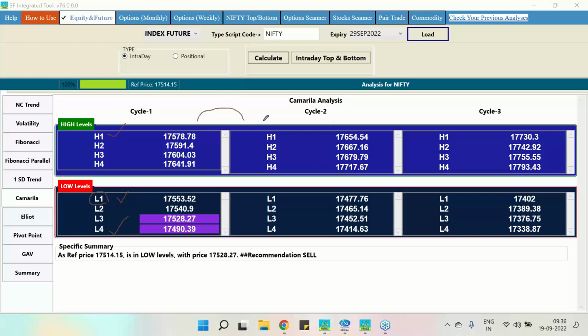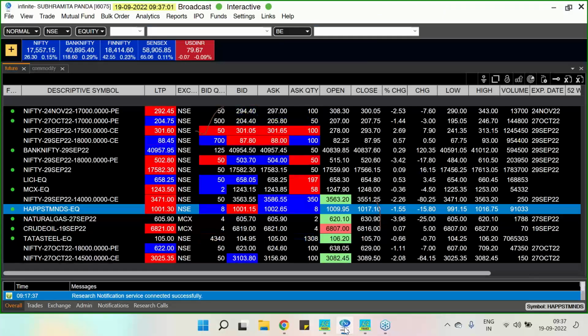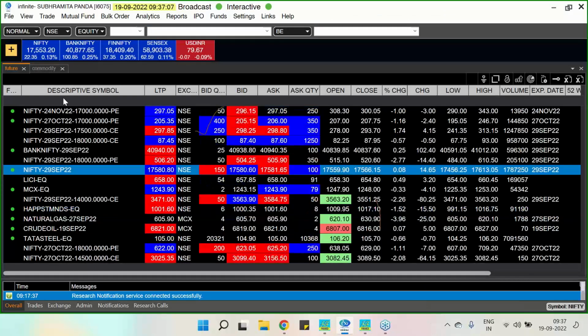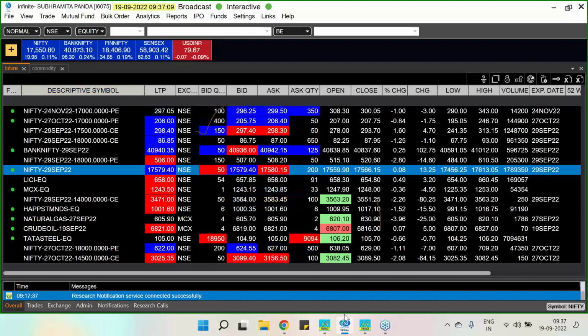So we have added the cycle theory into that, the second cycle and third cycle. Wherever you are selling, the next cycle's result points are known to you. As per today's value, it is telling that now also you can sell, and put the stop loss at 17,579. The target has now come to the 577 level.